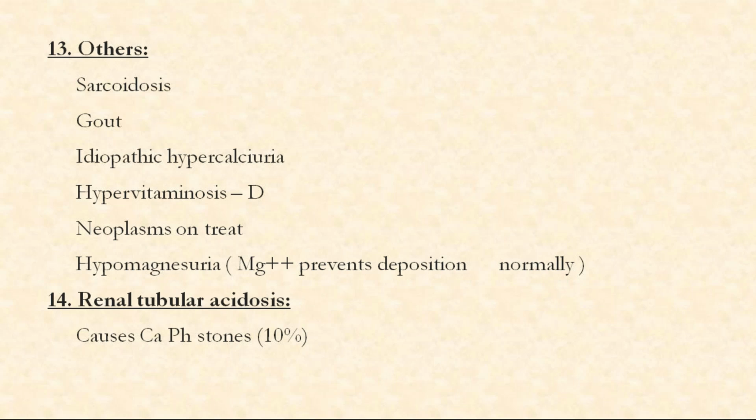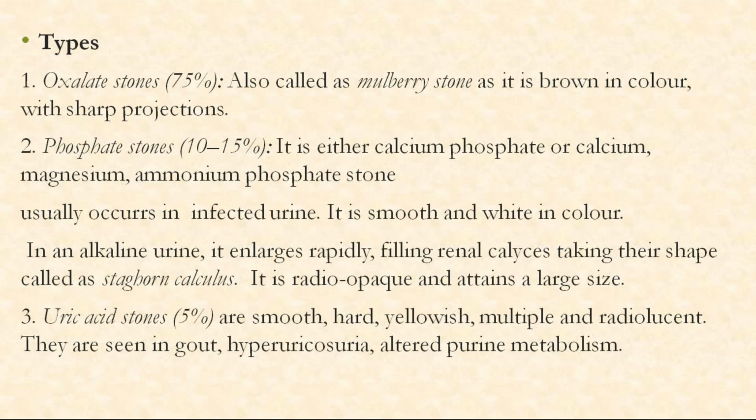Next, renal tubular acidosis. Renal tubular acidosis may also be responsible for the development of renal stones. Especially, you can see the calcium phosphates in renal tubular acidosis. Next, what are the various types of renal kidney stones? There are so many varieties.